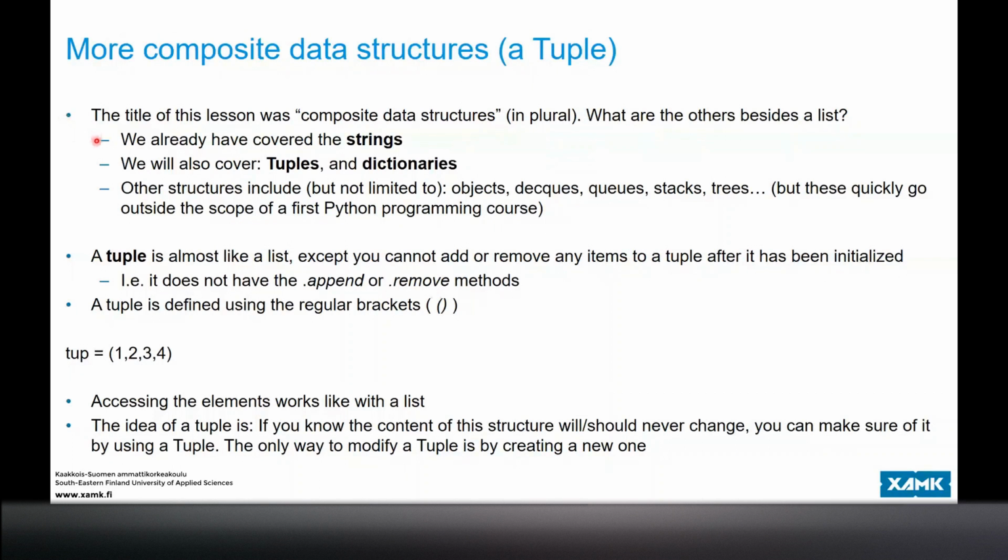The other data structures include the strings, which we have already covered. There are also something called tuples and dictionaries, and I'm going to give a quick example of both before wrapping up. Then there are other data structures that include, but are not limited to, for example, objects, decks, queues, stacks, trees, among others. But these quickly go outside the scope of a first Python programming course, so we're not going to be able to cover all of them.